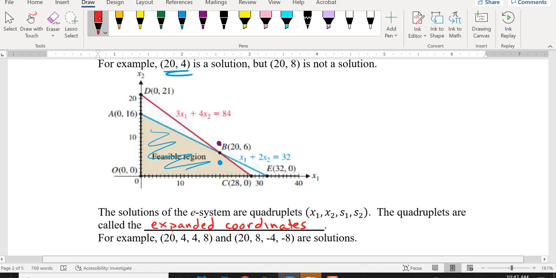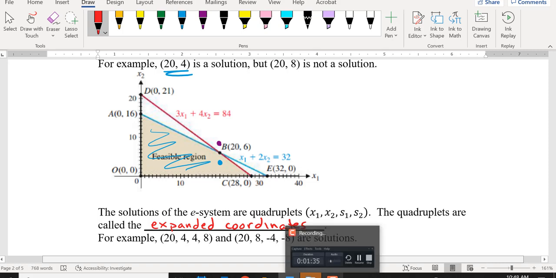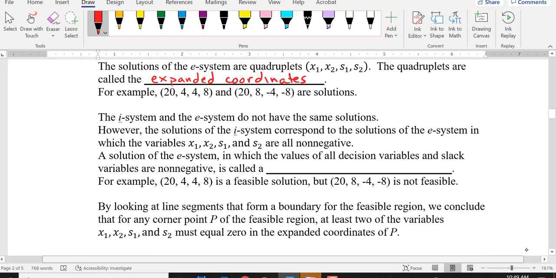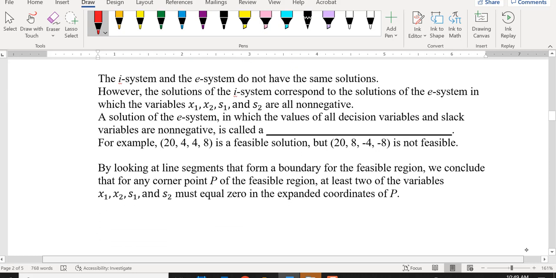For example, the quadruplet 20, 4, 4, 8, and the quadruplet 28, -4, -8 are solutions. So both of those quadruplets would be solutions to the E system. Okay, the I system and the E system do not have the same solutions.